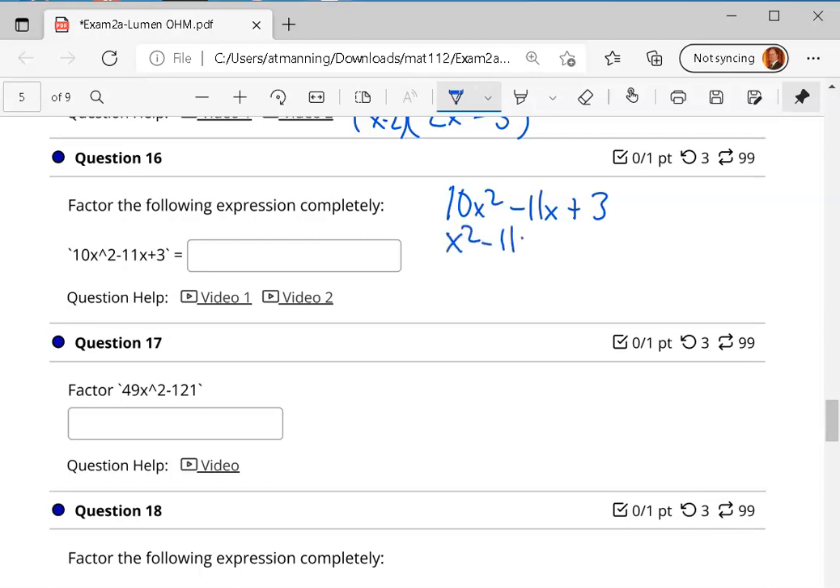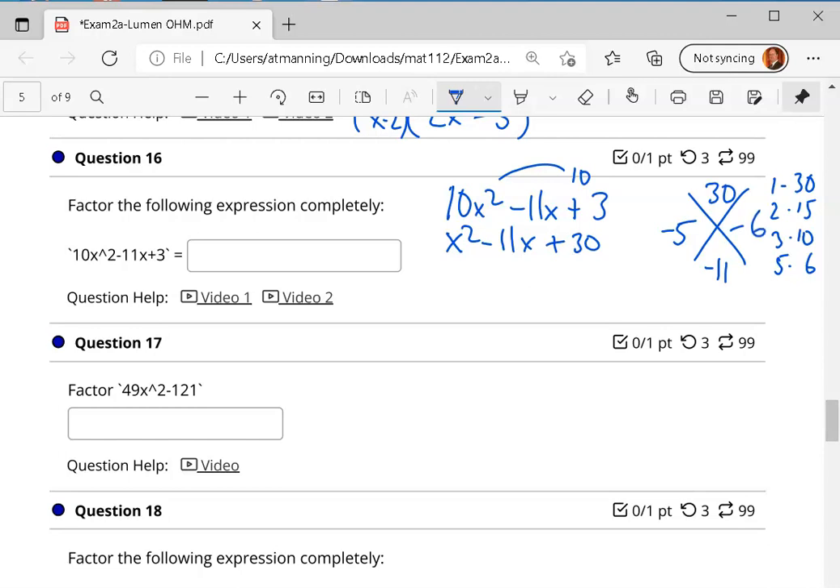x squared minus 11x. This 10 slides over to here, multiplies the 3, plus 30. Well, two numbers multiplied gives us 30, added gives us negative 11. Well, 1 times 30, 2 times 15, 3 times 10, 4, no factor, 5 times 6. Oop, 5 and 6 add together. Put negatives in front of both of them, and that factors to x minus 5 times x minus 6.